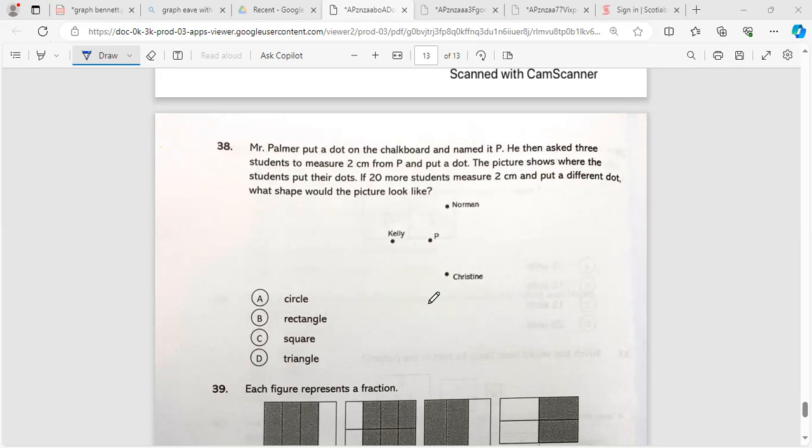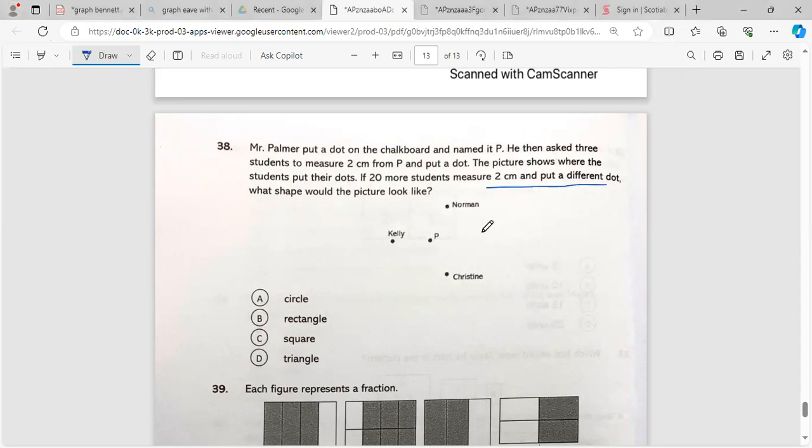I agree with that person too. Think about it. This will be the center of the circle because each dot that you put is going to be the same distance from it. When I was doing this the first time, I wasn't getting it, and then I figured it out. Because of the way they structure it, somebody says a triangle. But remember, you're going to put 20 random dots, so the only thing that is going to be true is the 2 centimeters.